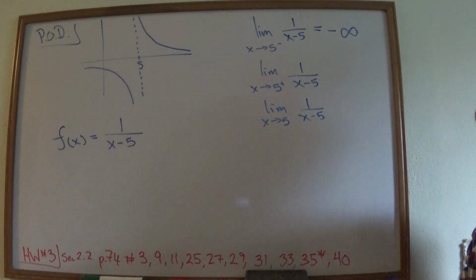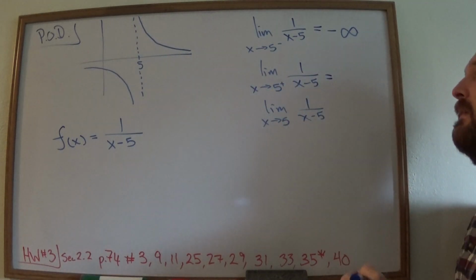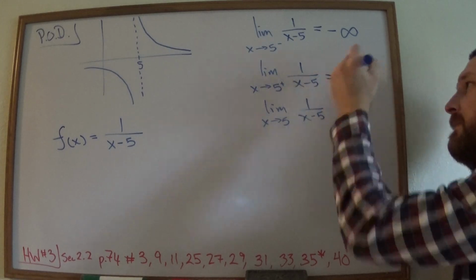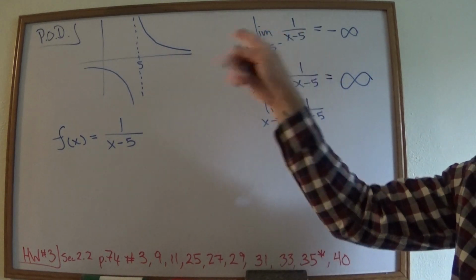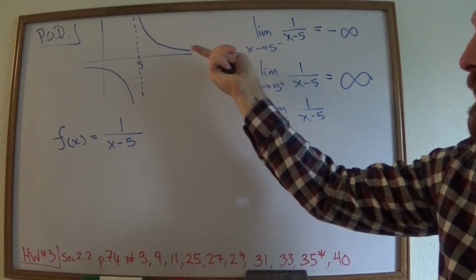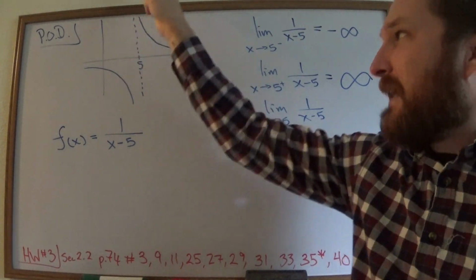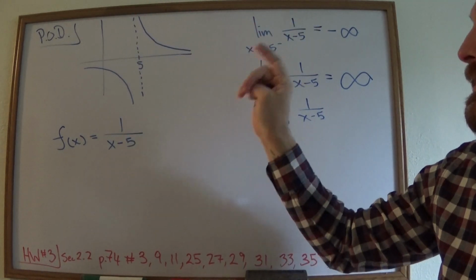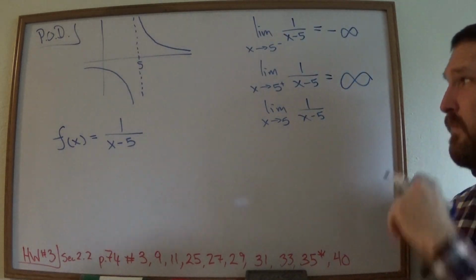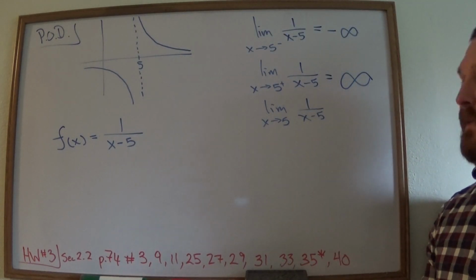Now, what about from the other side? What do you think we do here? Positive infinity. Okay. And you could see that just by looking at the function. As it goes this way, it keeps going up, and that's an asymptote right there. We know that. And so we could say the limit equals infinity.